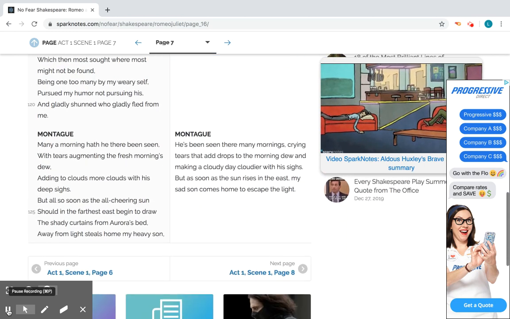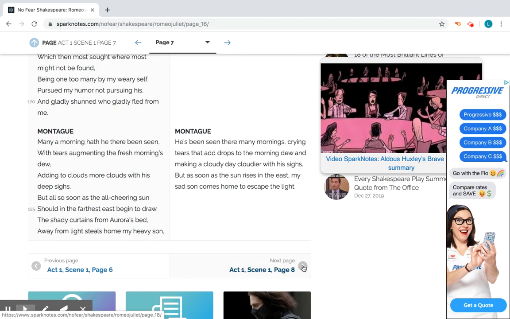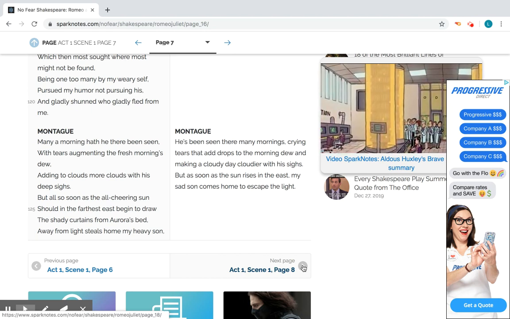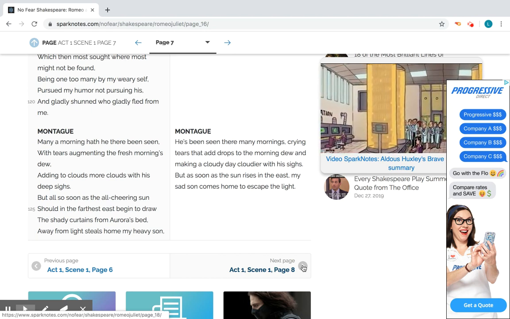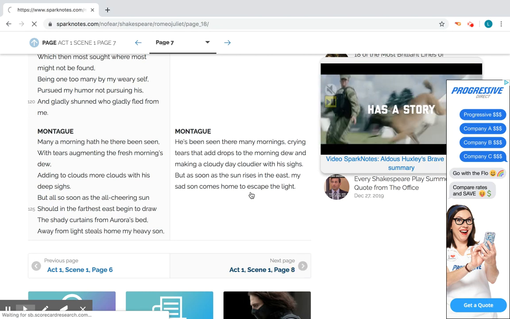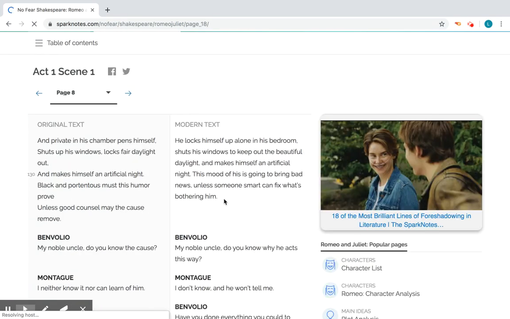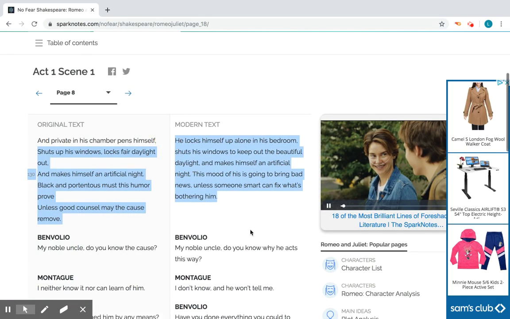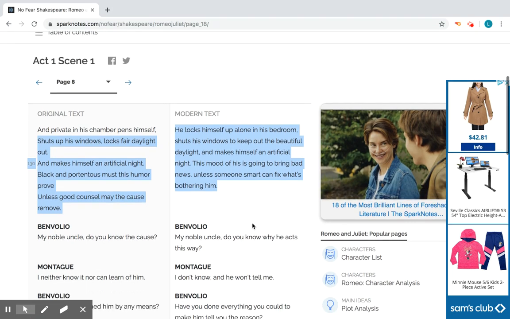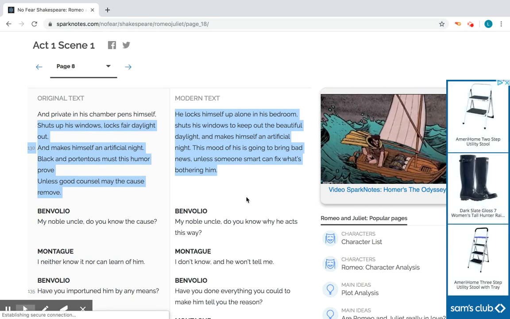Many a morning hath he there been seen, with tears augmenting the fresh morning's dew, adding to clouds more clouds with his deep sighs. But all so soon as the all-cheering sun should in the farthest east begin to draw the shady curtains from Aurora's bed, away from light steals home my heavy son, and private in his chamber pens himself, shuts up his windows, locks fair daylight out, and makes himself an artificial night. Black and portentous must this humor prove, unless good counsel may the cause remove.